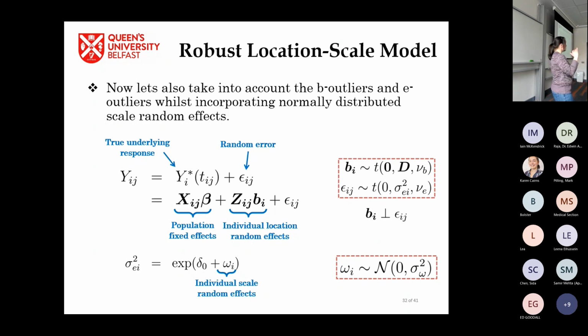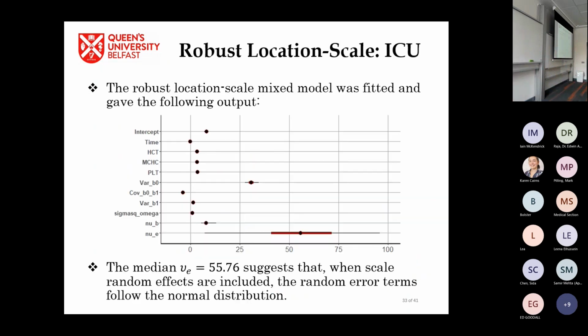Okay, so again, we're going to assume an uncoupling of our B's and E's, our B's and epsilon, sorry. So we have separate new parameters for our random effects, our new B, and our random error terms, our new E. And now we also then have a normality assumption across our individual scale random effects. So again, we're increasing complexity, but hopefully to try to model this a good bit better.